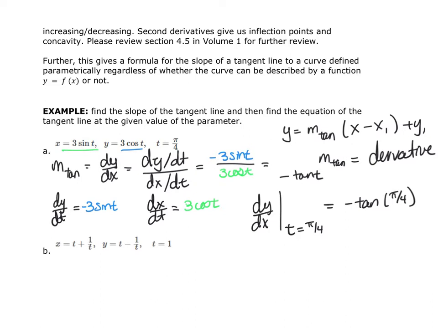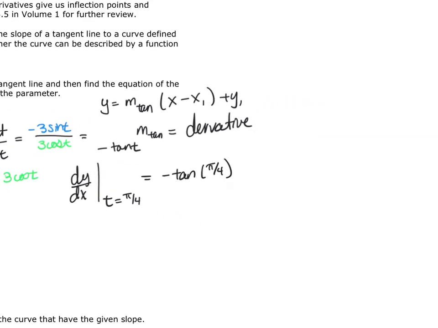I get my unit circle out from pre-calculus 2, and I find that the tangent of pi over 4 is 1. So this is going to give me negative 1. So I've now found the slope. Check. Now I have to find x1 and y1, or x0 and y0. It depends on how you want to look at it.